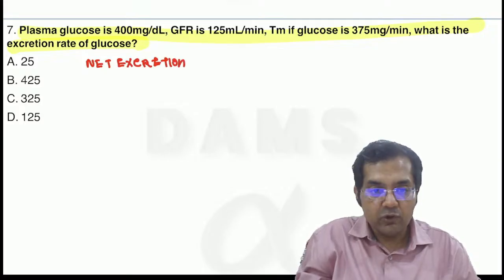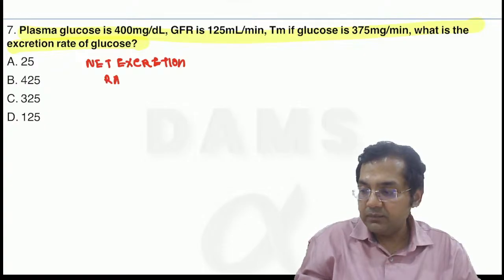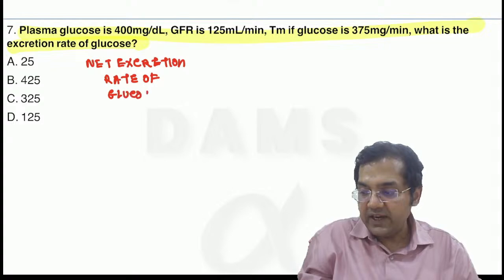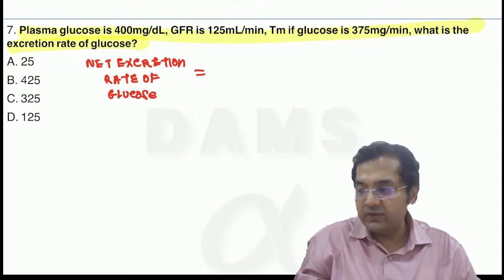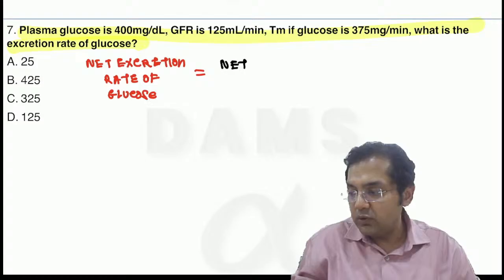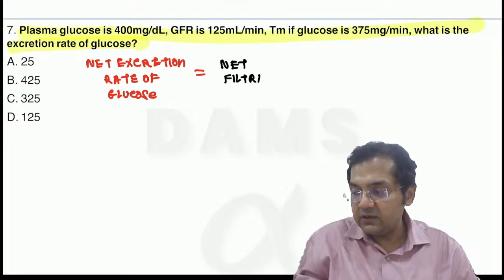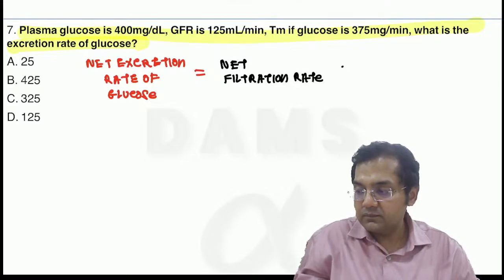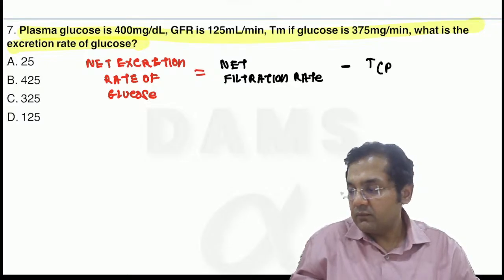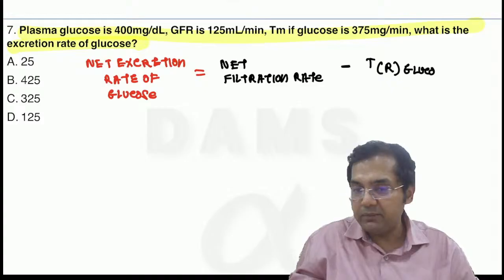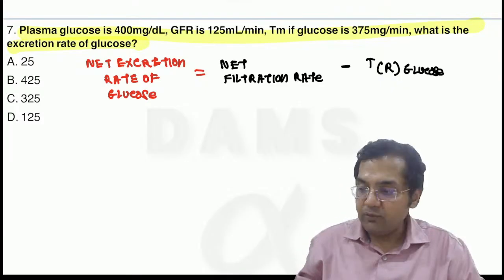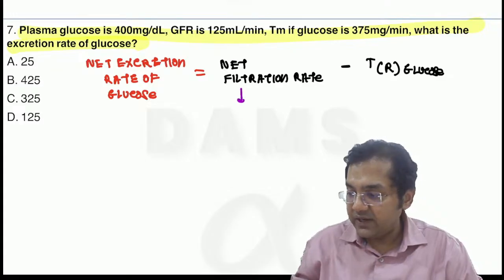Remember, glucose is not secreted. So if I want to find out net excretion rate of glucose, I need to know the net filtration rate minus the tubular reabsorption rate of glucose, right? Now over here, I want to find out excretion. I need to calculate filtration rate. How will I do that?